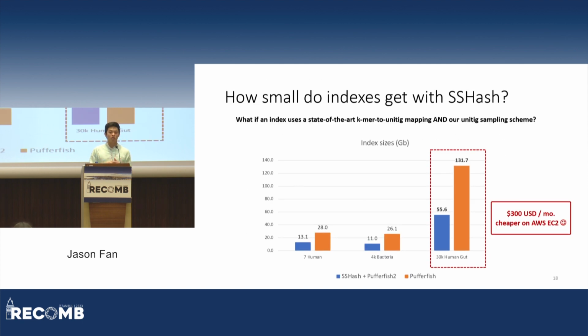So I've spoken a lot about how we have this nice complementary compression scheme for one part of our modular indexes. What if we used the state-of-the-art k-mer-to-unitig query, and for the same data set, compared to the previous generation of index, which is called Pufferfish, some of us might be familiar here today, if we combine our new compression scheme for the tile-to-occurrence query with SSH, the state-of-the-art k-mer-to-tile query, the index is less than half the size. And at the time of writing the paper, the index would be $300 a month cheaper to host on AWS. And I'm sure with inflation around the world, the price is more expensive now.